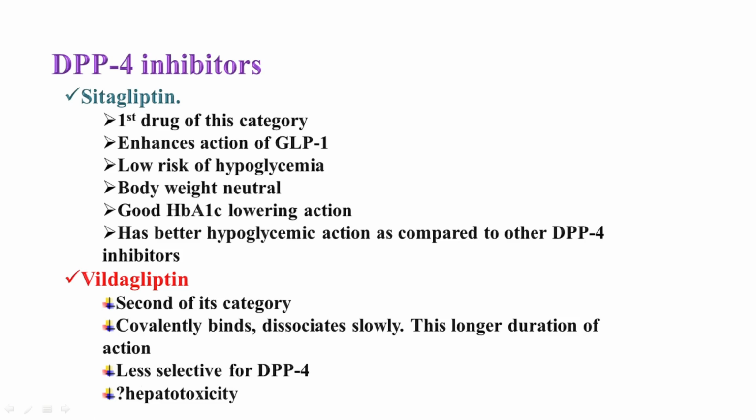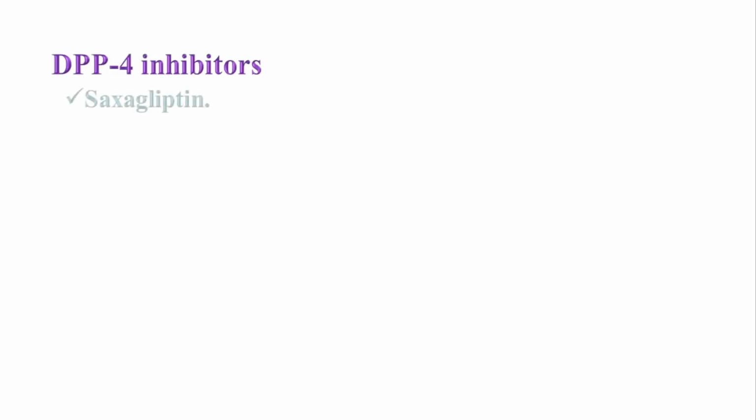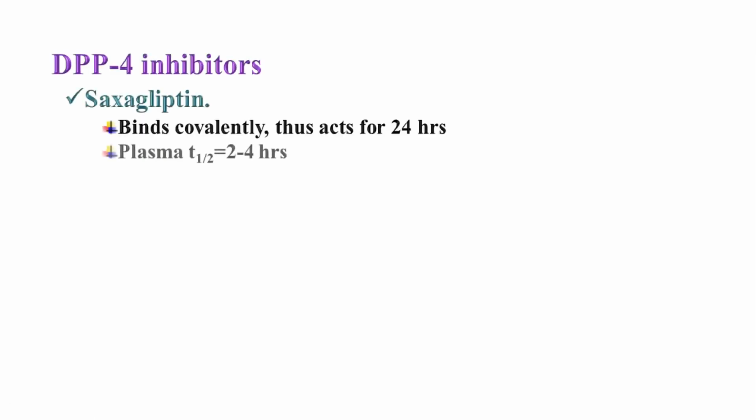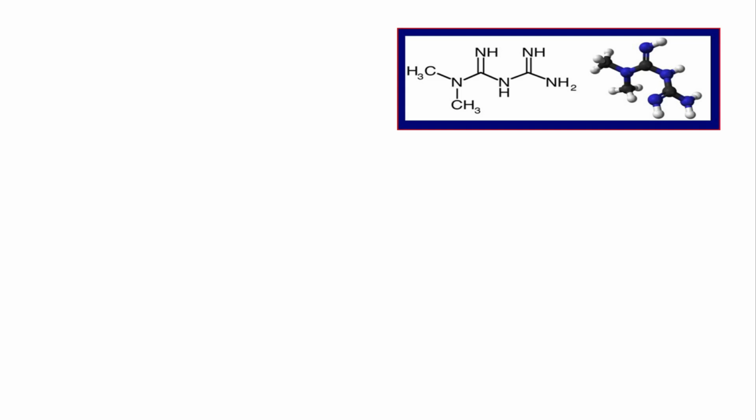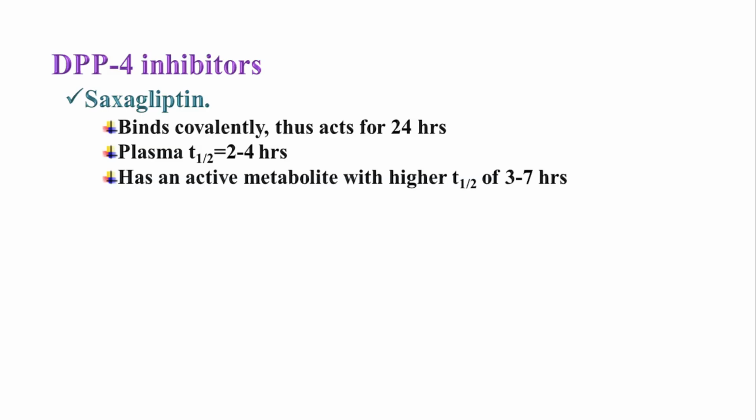Simple enough. Moving on to the next DPP-4 inhibitor, saxagliptin. This also binds covalently and as a result works for 24 hours. The plasma half-life is only 2 to 4 hours, but because it is bound covalently to the enzyme DPP-4, the action is longer. Saxagliptin has an active metabolite which has a higher half-life, and that's how it probably must also be working. Now this much you know, that's great.